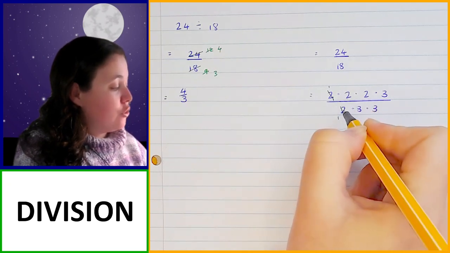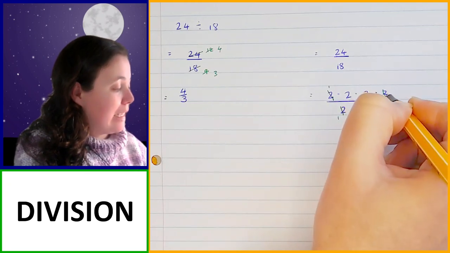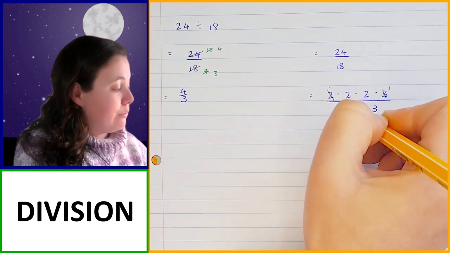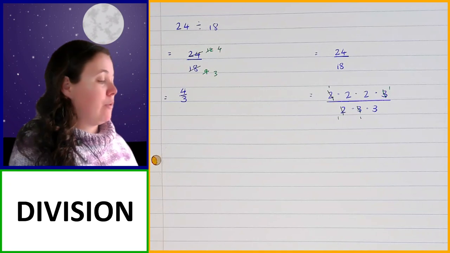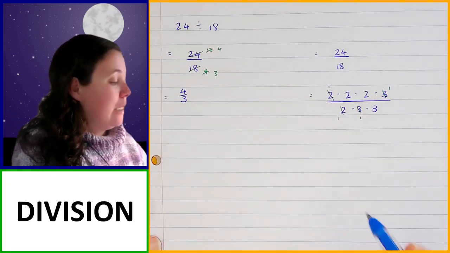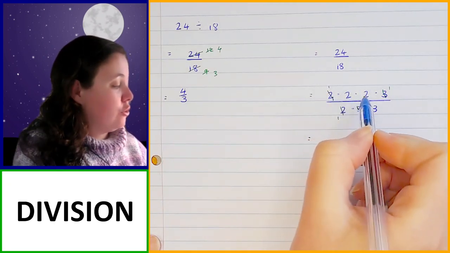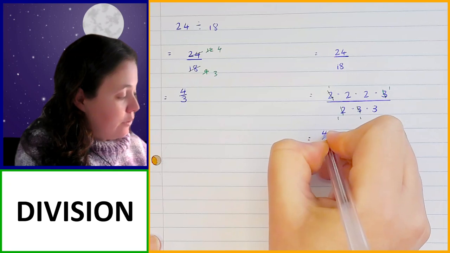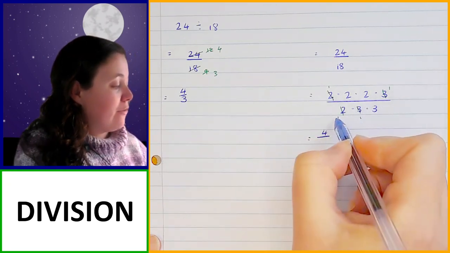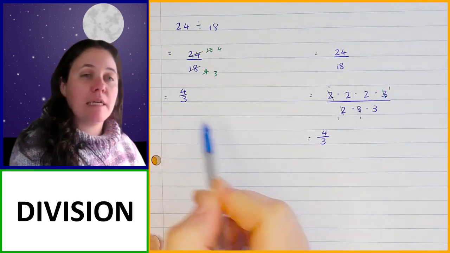Then I don't have any other 2s at the bottom to cancel out the top, but I have a 3 over here and I have a 3 over there. So I can cancel this out, divide by 3 and I get 1 at the top and the bottom there as well. And then once I've done that, I can go and say what this is equal to. On the top of my fraction, I've got 1 times 2 times 2 times 1 is 4, over, and on the bottom of the fraction, I have 1 times 1 times 3, which is 3. So I get the same answer as what I got this way.